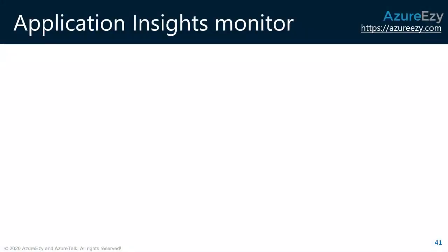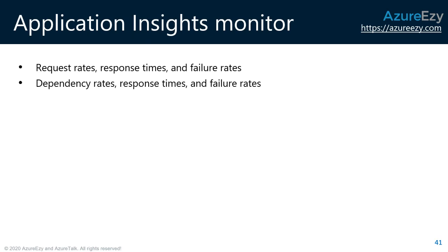Now, what does Application Insights actually monitor? Let's discuss this in more detail. It can help you with your request rate, the response time, and the failure rates. You can monitor all those things using this. It can also help you monitor the dependency rates and response times for your applications. If there is any external service slowing down your application, because it depends on that service, it will help you monitor that as well.